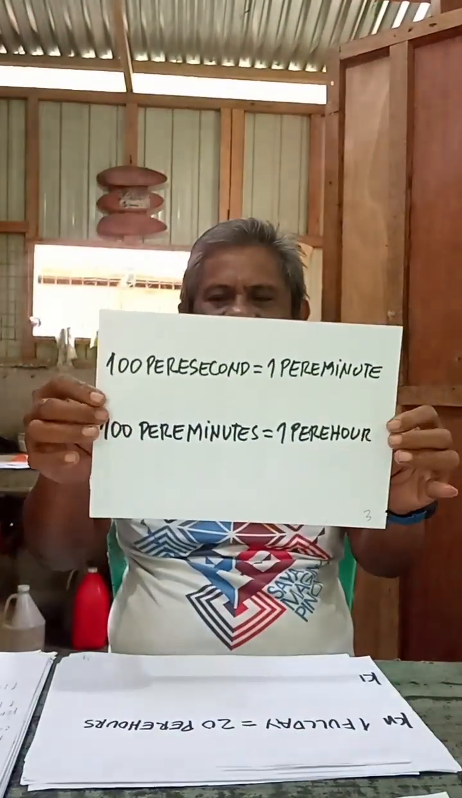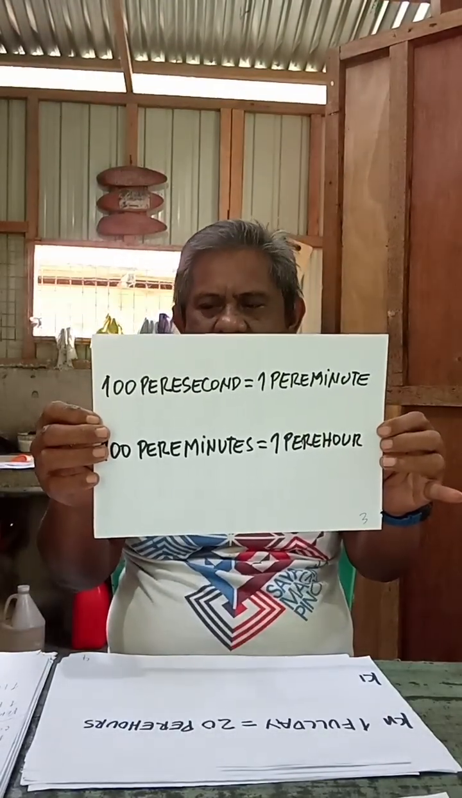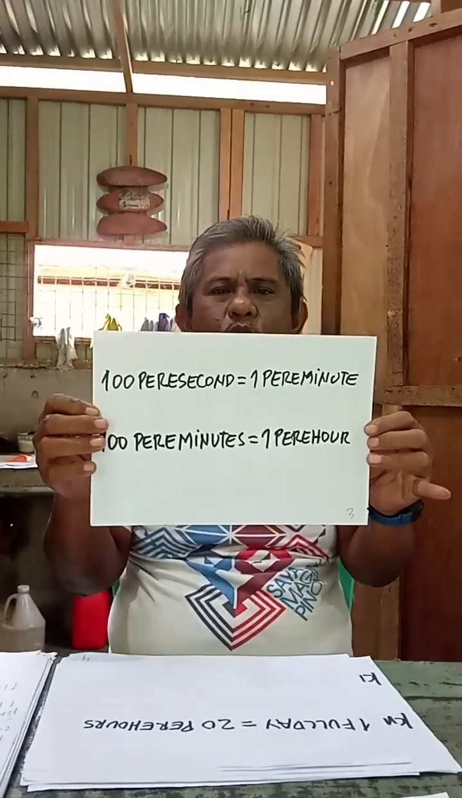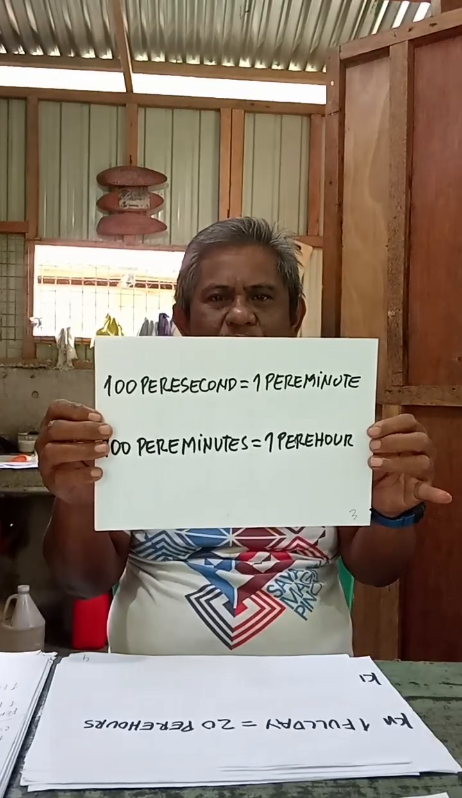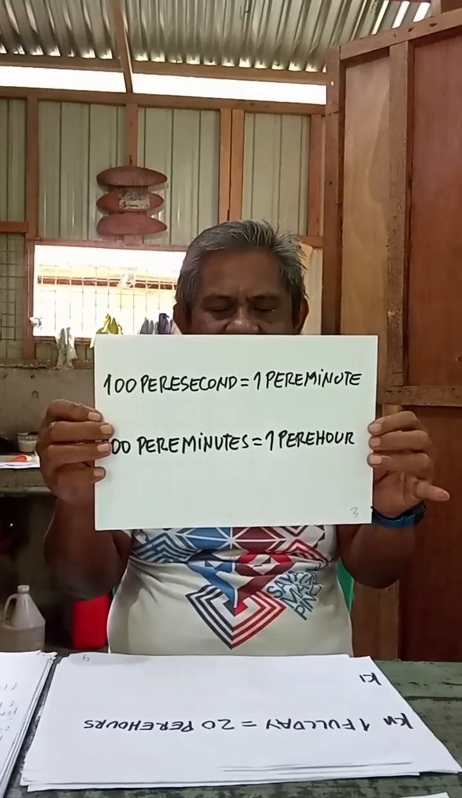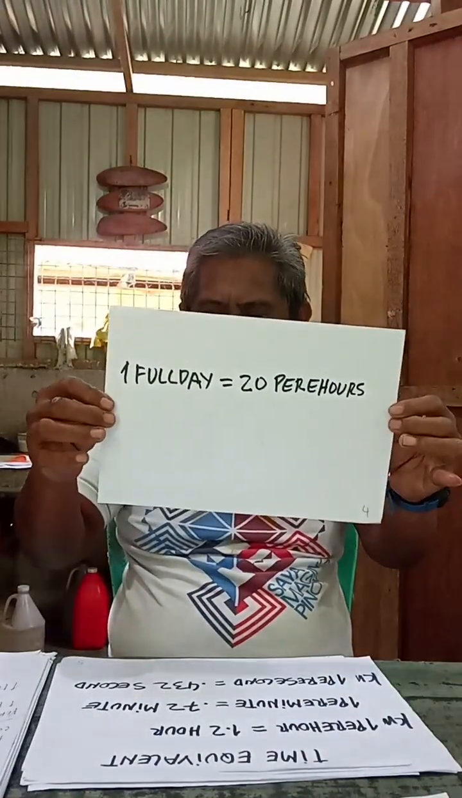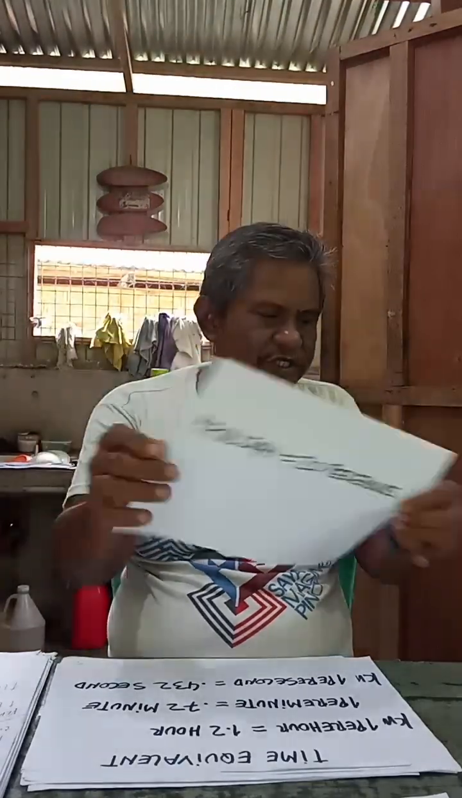So, in the Peregrino Sienes Time, 100 periseconds is 1 peri-minute, and 100 peri-minutes is 1 peri-hour. So, 1 peri-minute contains 100 periseconds, and 1 peri-hour contains 100 peri-minutes. The 1/4 of the Peregrino Sienes Time, 1/4 is 20 peri-hours.